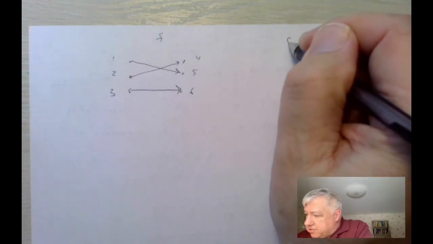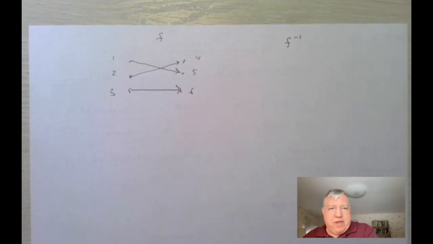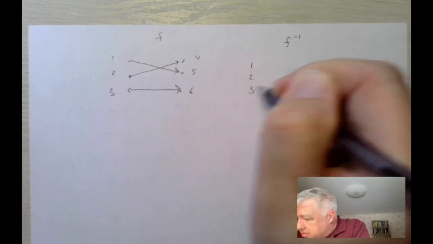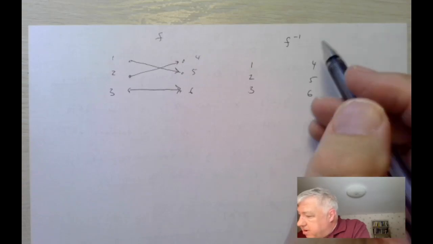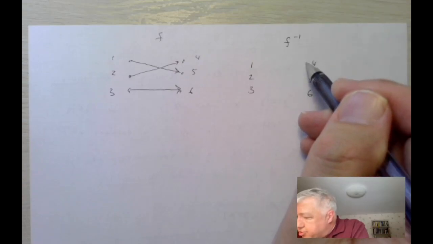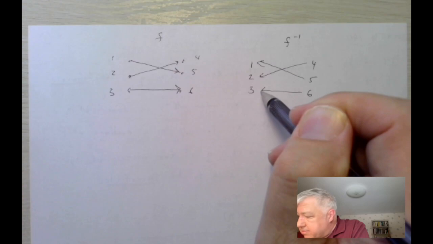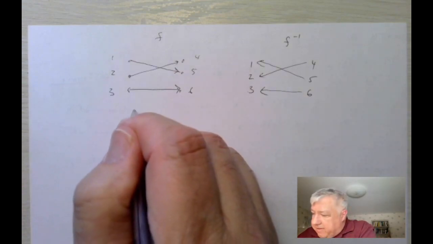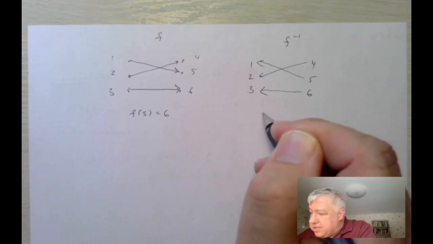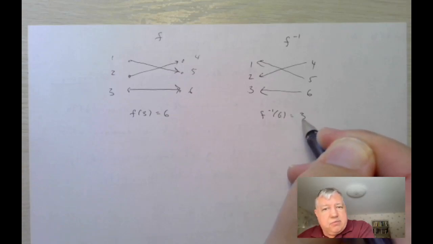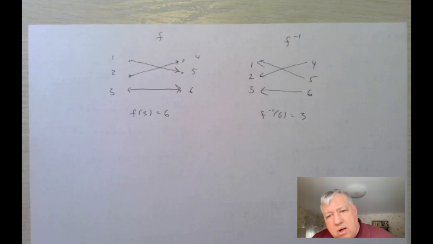The inverse function is basically the same thing, but with the arrows reversed. So 4 would go to 2, 5 would go to 1, and 6 would go to 3. Whereas f of 3 is equal to 6, we see that f inverse of 6 is equal to 3. So the inputs and outputs are basically interchanged. That's what we mean by the inverse of a function. Sometimes there are nice formulas involved, sometimes there aren't, but that's the idea.